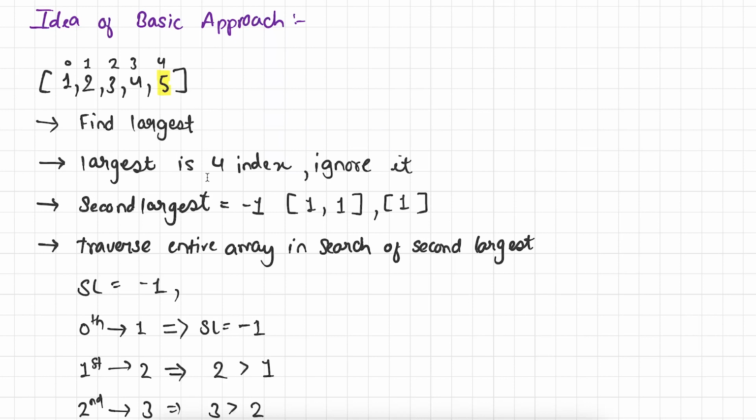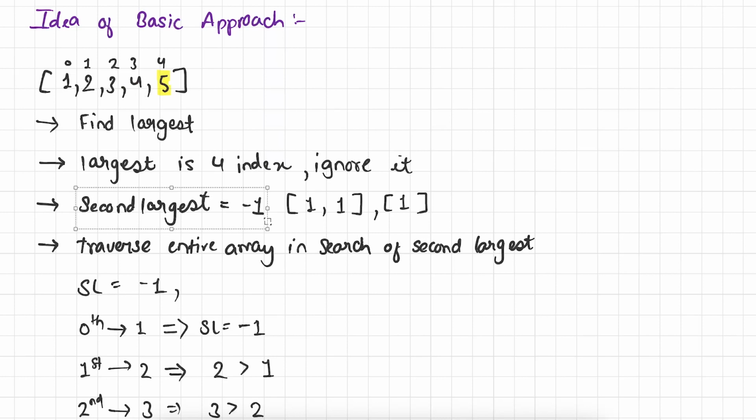Let's say we have this array and the elements are 1, 2, 3, 4, 5. In the first step, we find the index of the largest element in this array, and we use the same code that we used in the previous video. After finding the index of the largest number, we simply ignore this index, and then we again try to find the largest number among the remaining numbers.